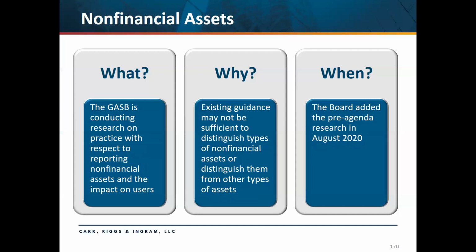So this kind of hit the agenda last year, and they're determining whether existing guidance may not be sufficient to distinguish the types of non-financial assets or distinguish them from other types of financial assets. So they're, again, going through research to say, do these matter? Are they going to be important? Is there anything to do here?